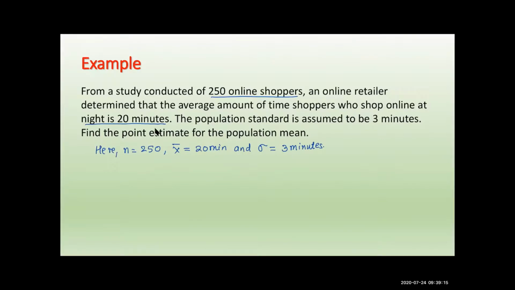Now the question here is you have to find the point estimate for the population mean. We are looking for the point estimate, and you know that the point estimate is the mean or the proportion of the sample. In this case, they have given the mean of the sample. So this is your point estimate. Your point estimate is 20 minutes. So this implies, write this down, point estimate is equal to 20 minutes. Point estimate is 20 minutes in this example.